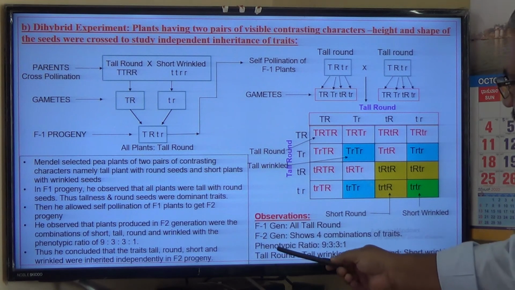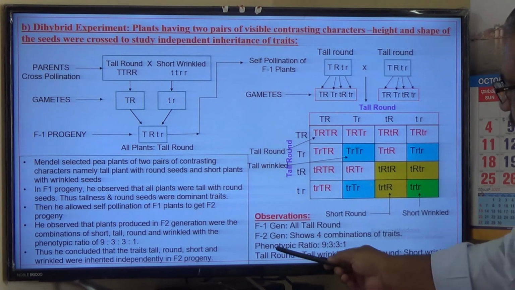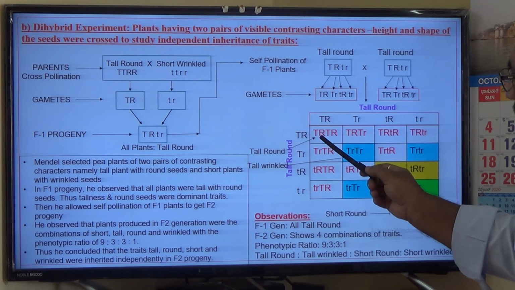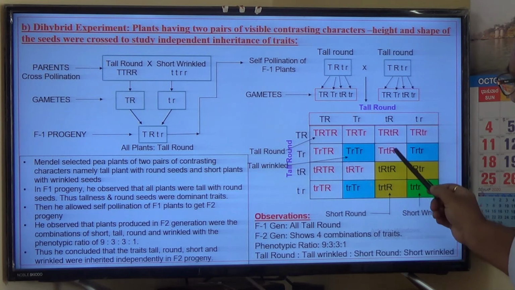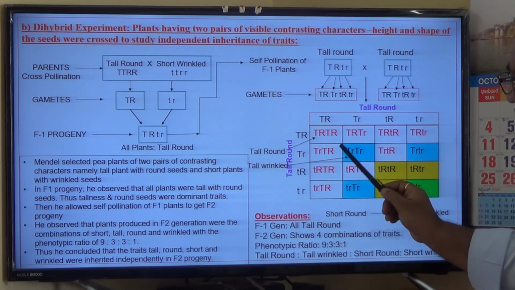Therefore, the F2 generation shows all 4 combinations of traits. The phenotypic ratio is 9. What is this 9 here? 9 represents tall and round, based on these red letters which I counted. So tall round plants were 9.